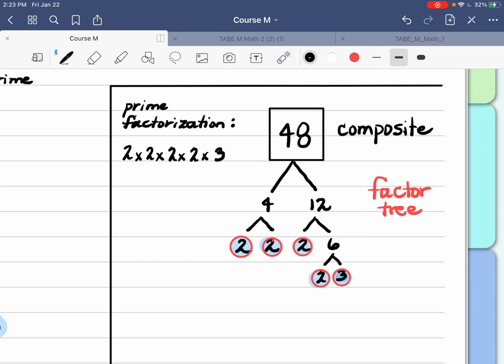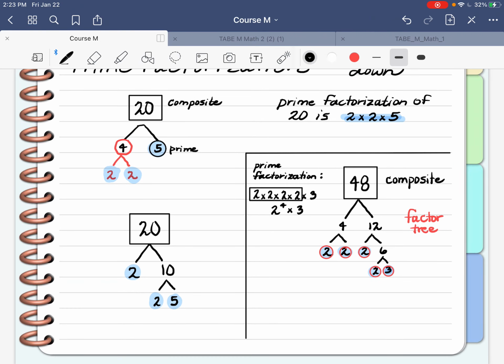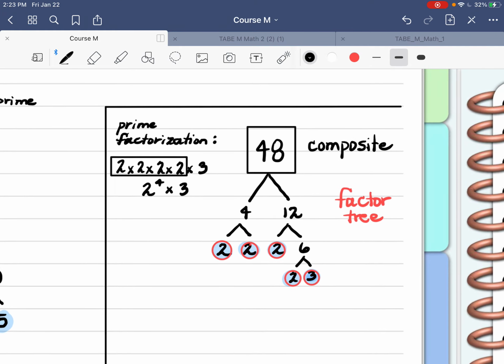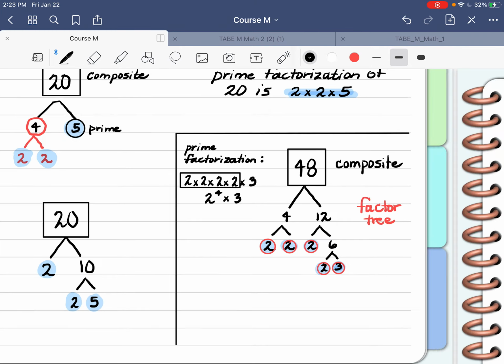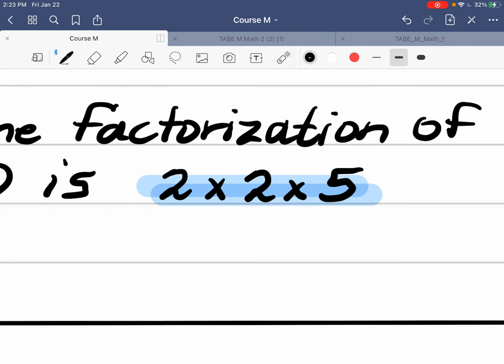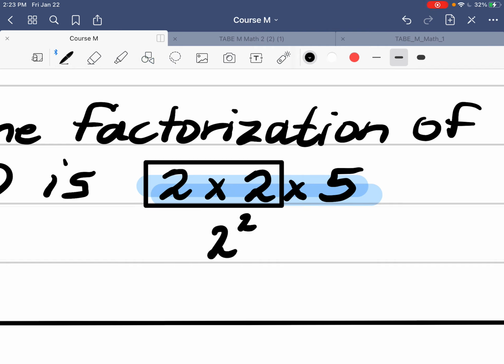If you wanted to write that with exponents, you absolutely could. You would say 2 to the 4th power, because there are 4 of them, times 3. That is an algebraic way to write your prime factorization. All right. Let me go back to this one and let's put the algebraic way. We've got 2 of those 2's, so we could say 2 to the 2nd power, because there are 2 of them, times 5.